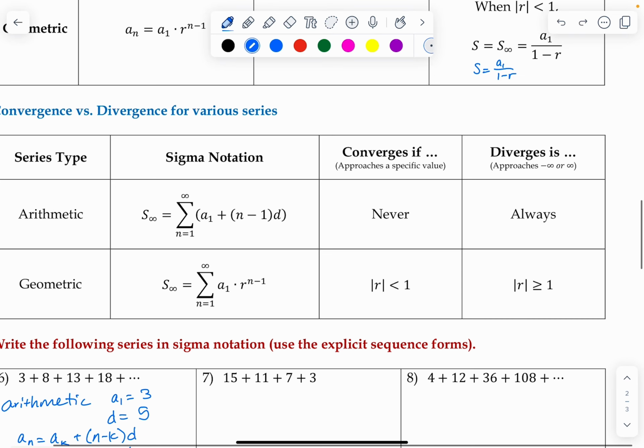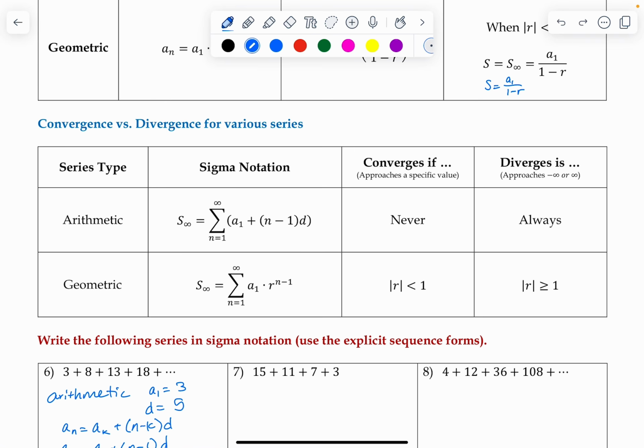Now, we can see our series in sigma notation, and it will converge or diverge. An arithmetic series never converges. If it is an infinite arithmetic series, it will never converge; it always diverges. A geometric series will converge if the absolute value of r is less than 1, and it will diverge if it's anything else, if it's greater than or equal to 1.